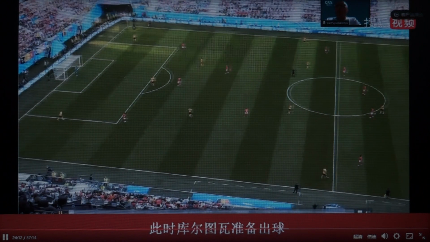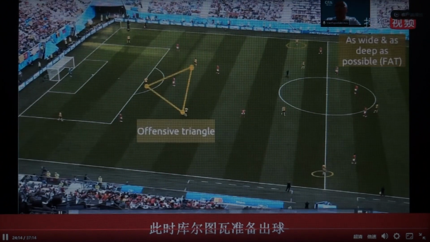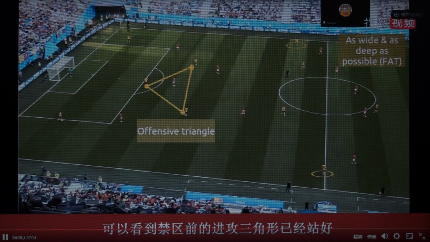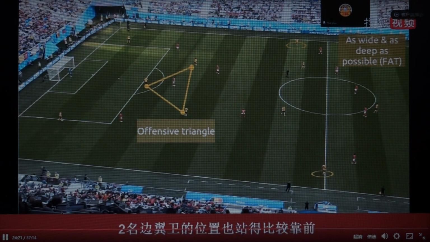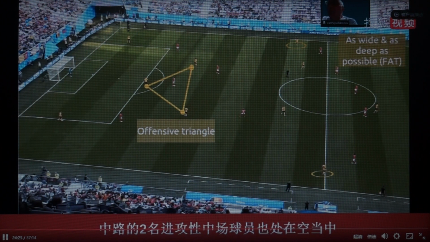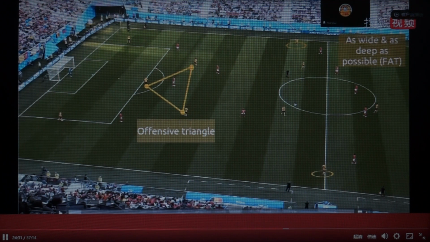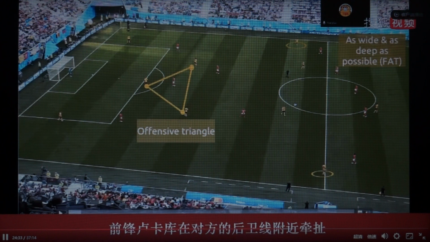Okay? You see Thibaut Courtois, the goalkeeper of Real Madrid. Stop. You see the offensive triangle in the midfield. You see the 2 wing backs as wide and as deep as possible. See our 2 offensive midfield players in the half spaces. And you see that our striker Romelu Lukaku from Inter Milan is pushing the defense as deep as possible.